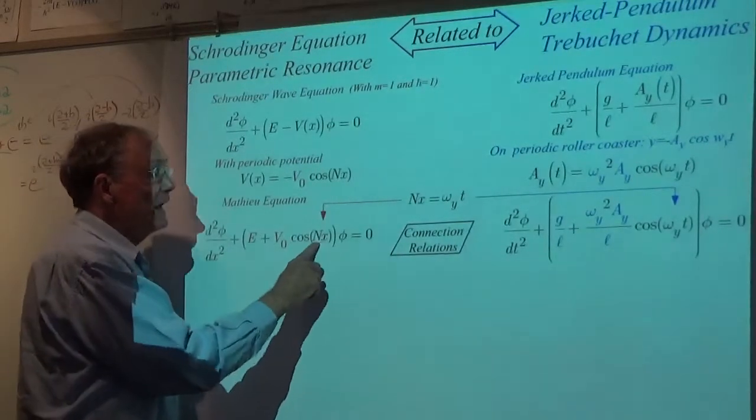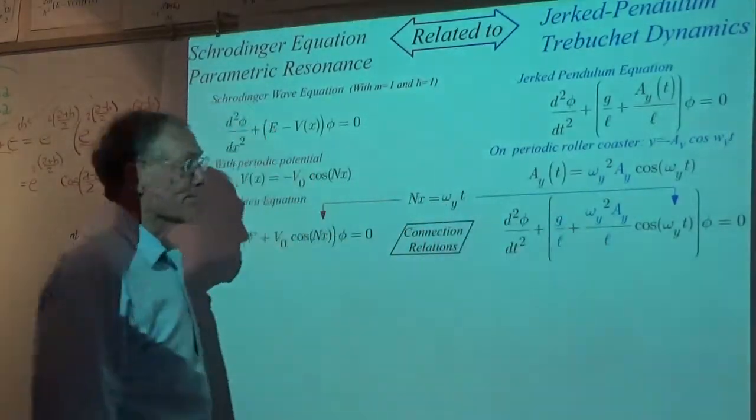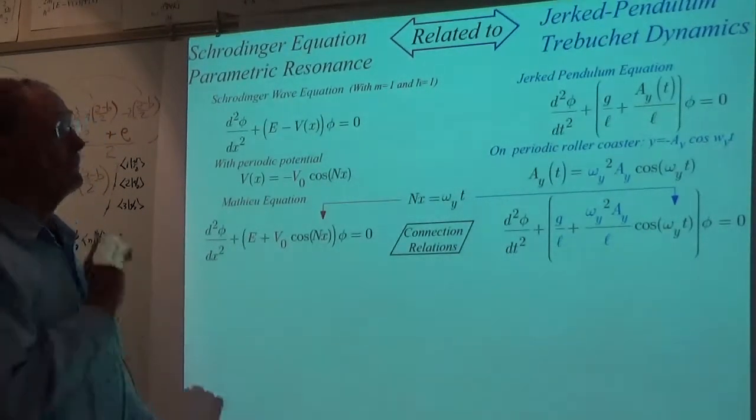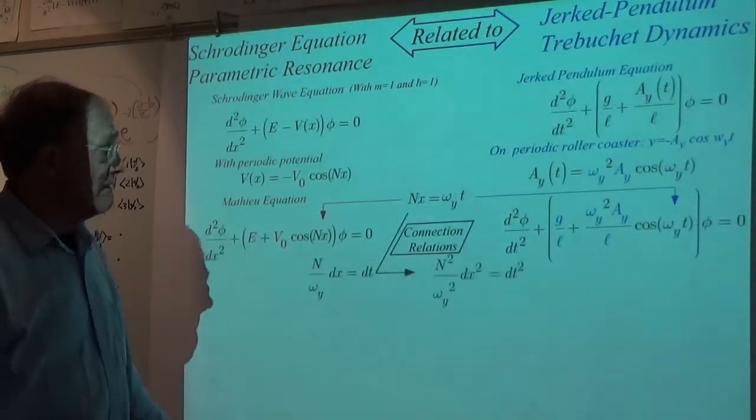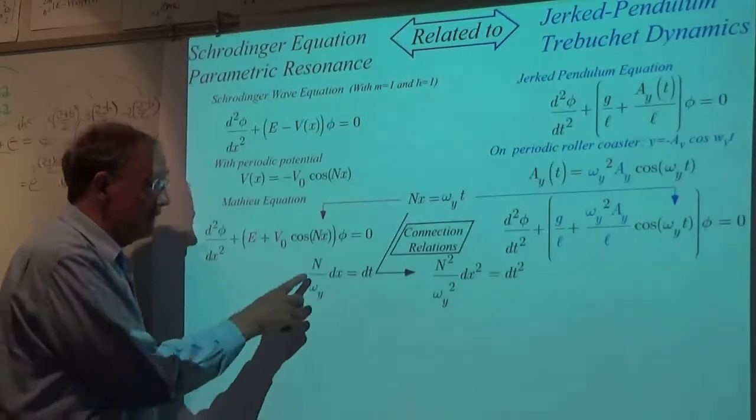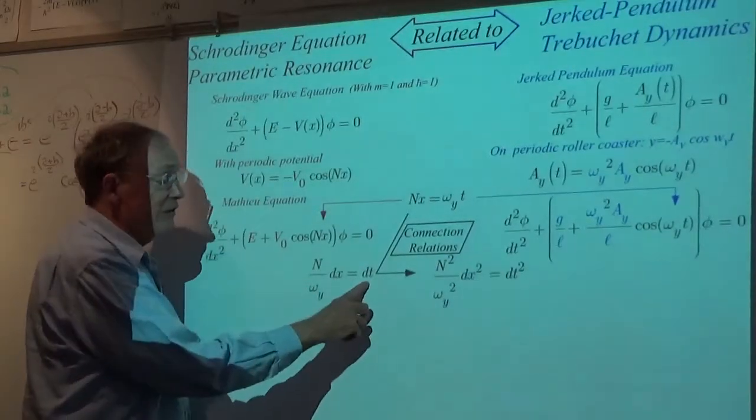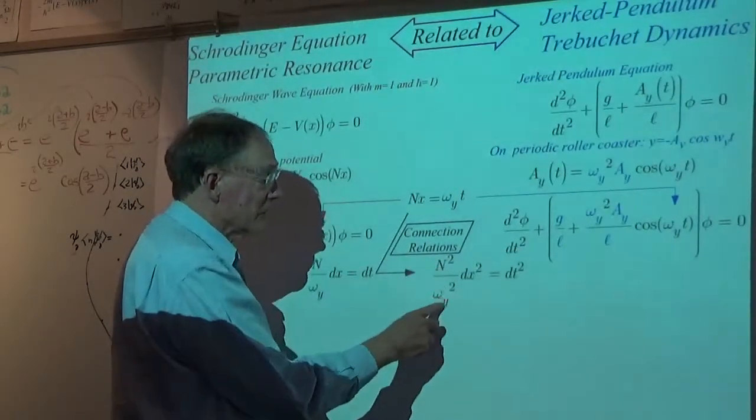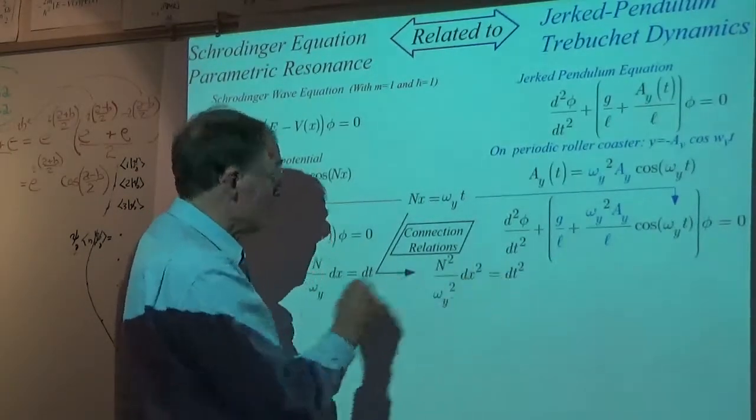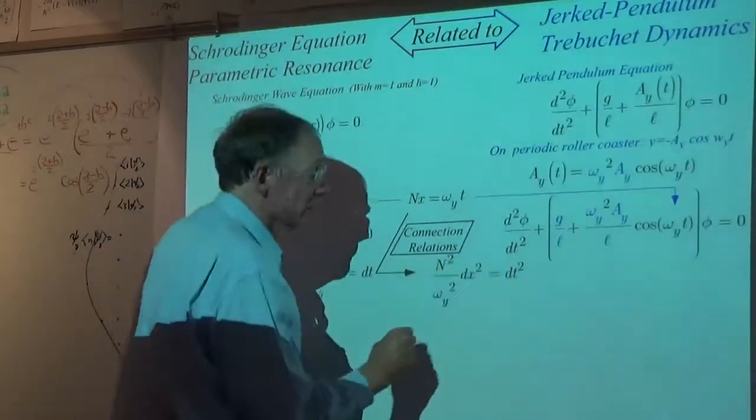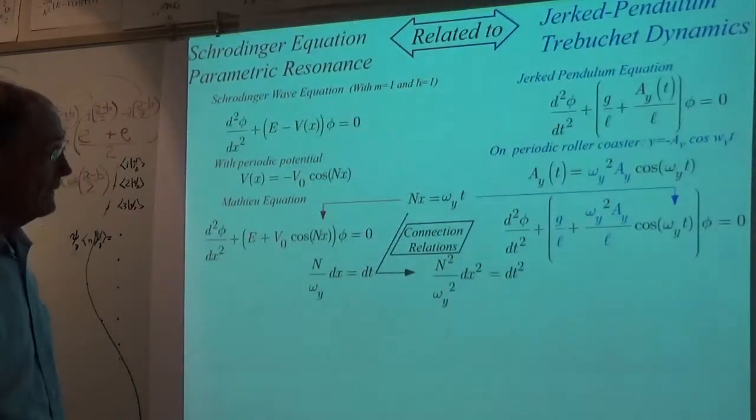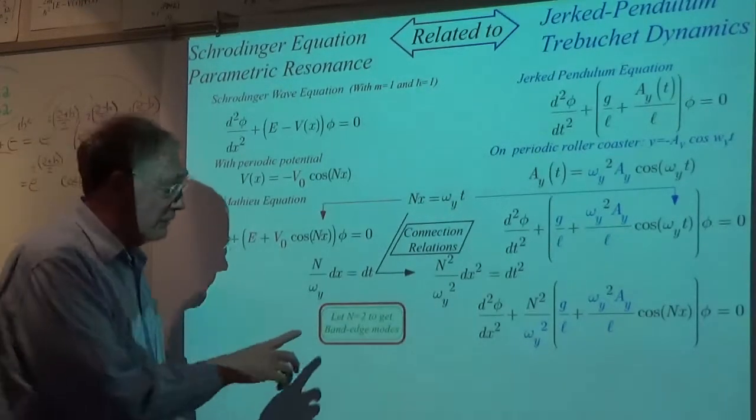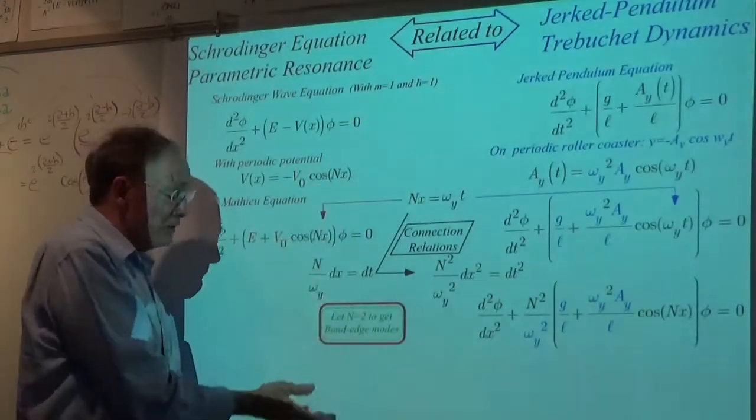So we're going to replace nx here with omega y t. That's the connection relation for the independent variable. And if that's the case, then n dx over omega y is dt. And the dt squared is right here, so I'm going to have an n squared omega squared dx squared is dt squared. So I'm going to replace this over here with that, to make them the same. And as I'm going to explain later, we're going to stick with n equal 2 for a lot of our things.